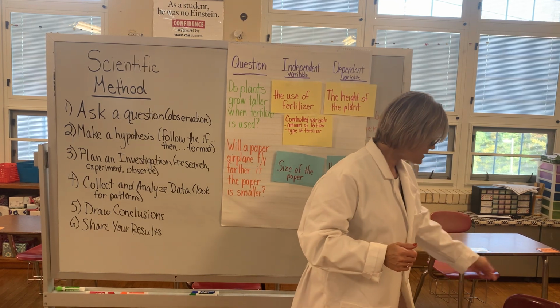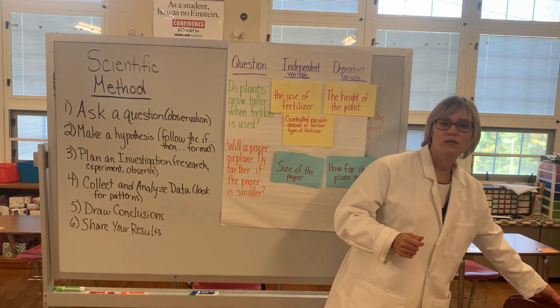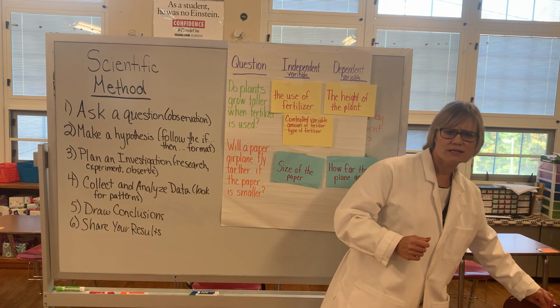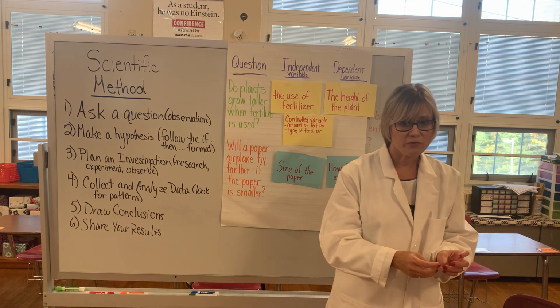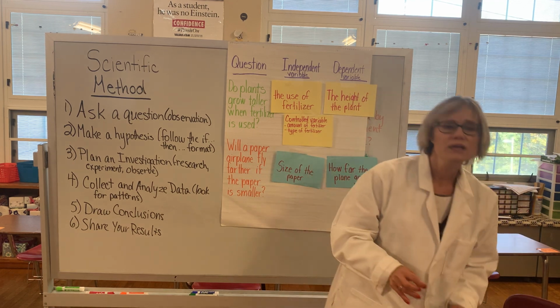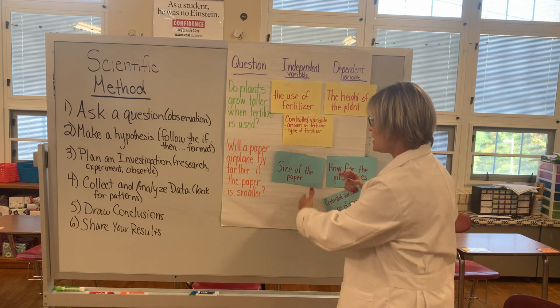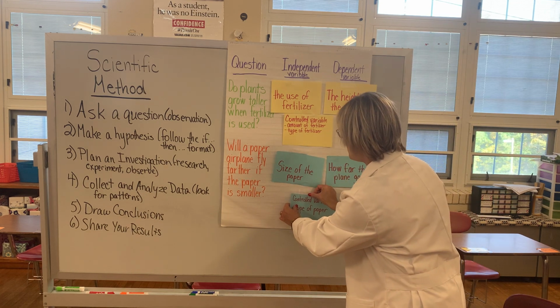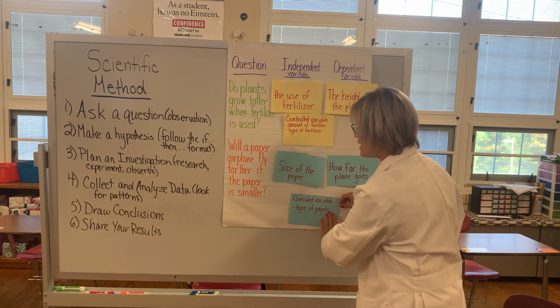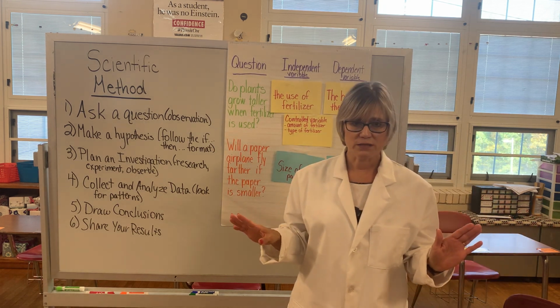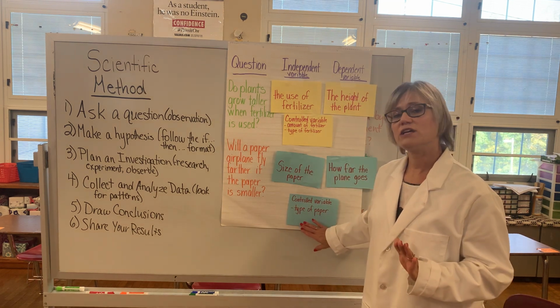So, what is my control? My control is something that does not change. I am going to use the same type of paper, it's just going to be a different size. So my control is going to be the type of paper I use. Because if I change the type of paper, that might change the whole experiment. So I'm not going to change the type of paper.